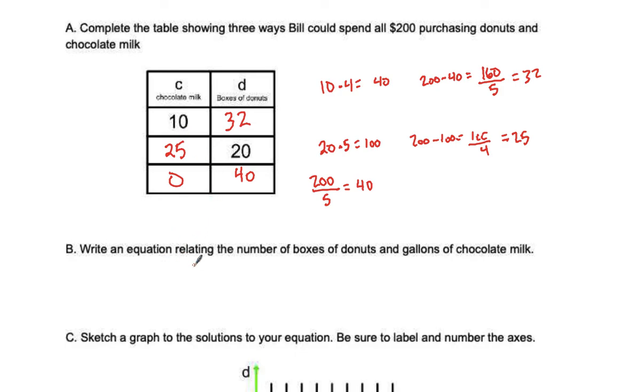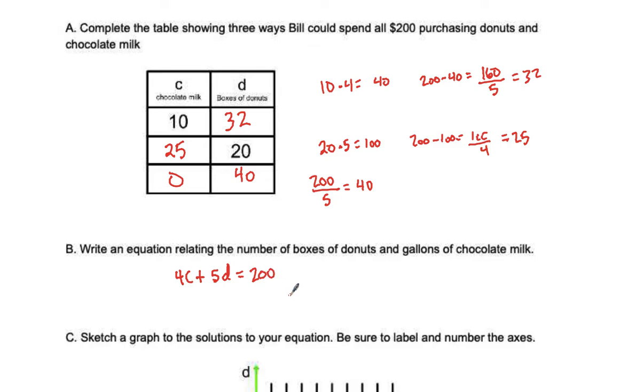And so we know that every gallon of chocolate milk costs $4. And we know that every box of donuts costs $5. And we know that when you add those two things together, it needs to equal 200.